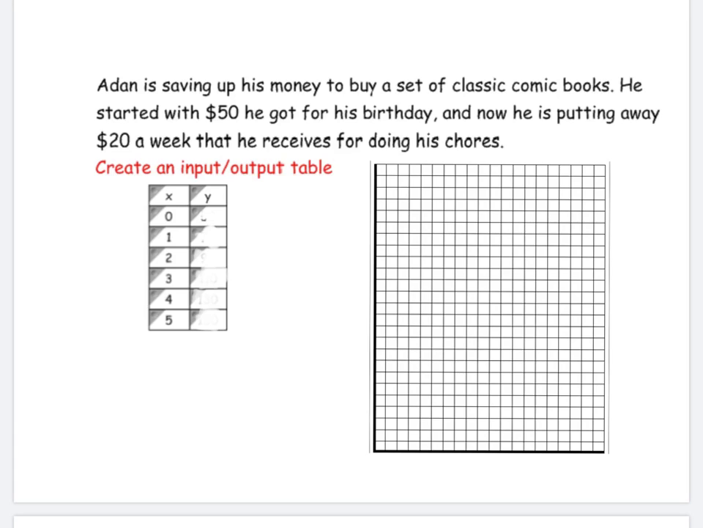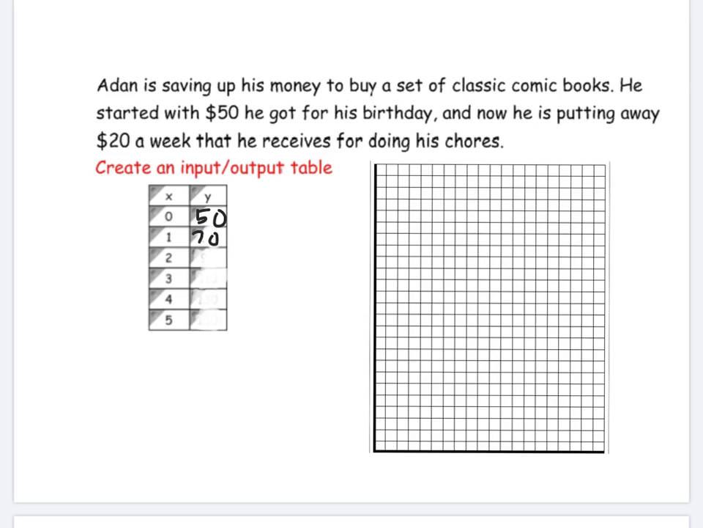It says Aiden is saving up his money to buy a set of classic comic books. He started with $50 he got for his birthday, and he is now putting away $20 a week that he receives for doing his chores. So in the beginning, at week 0, Aiden had $50. At week number 1, he had the $50 that he had from his birthday, and he increased that by $20. So he would have $70 after week 1.